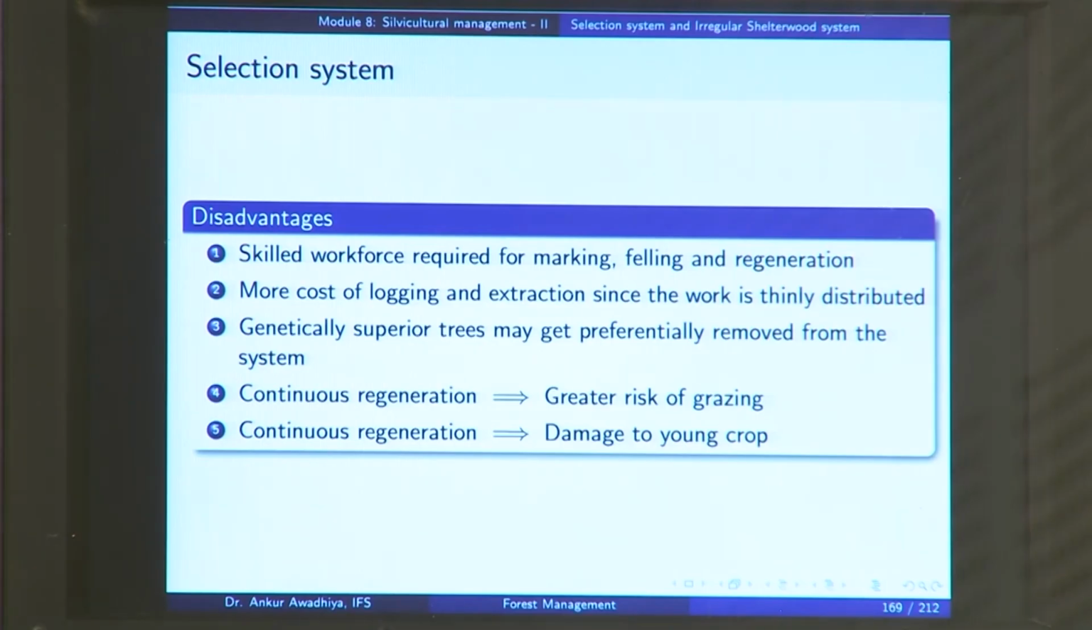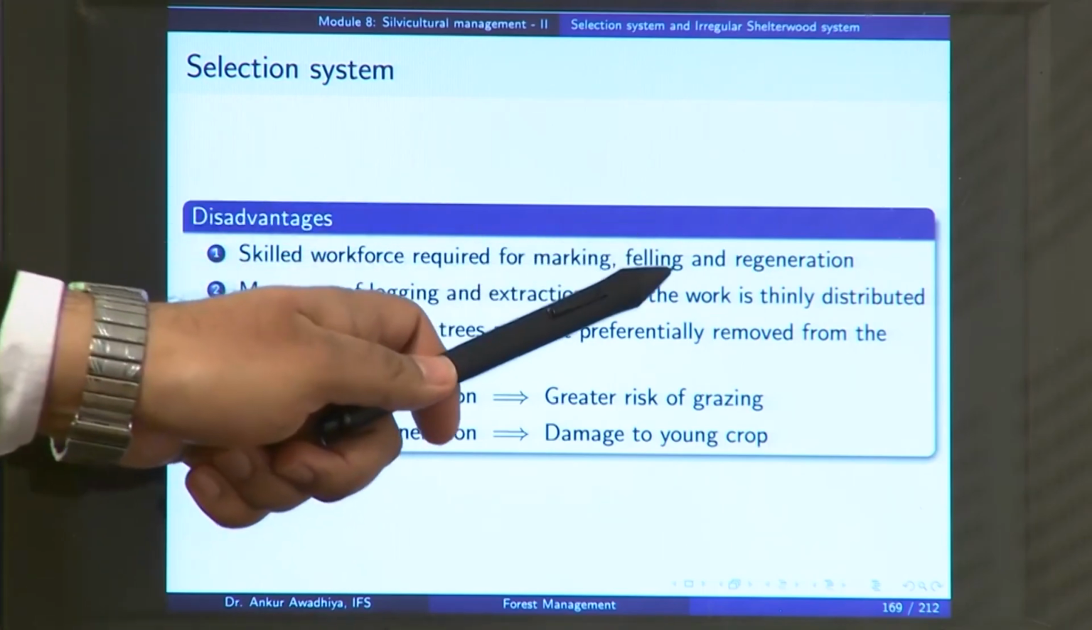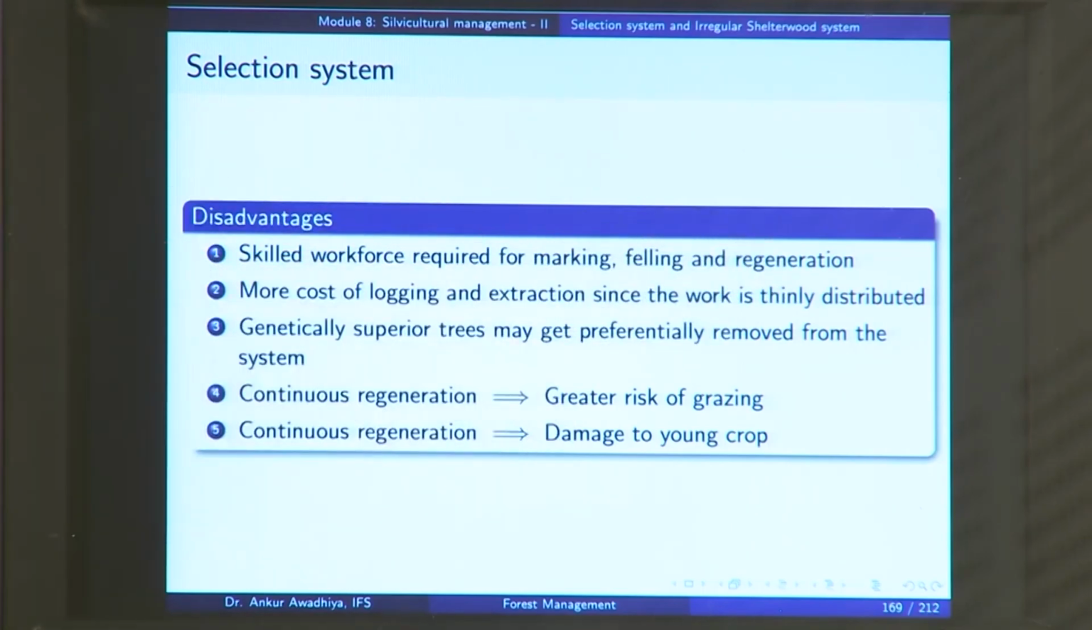You require a skilled workforce for marking, felling and regeneration operations, because your workforce needs to be trained on measurement of these trees, on the enumeration of these trees. So, they need to maintain data about at what location, what species of tree is available, what is the diameter of that tree, what is the height of that tree, what is the GPS coordinate of that tree. So, if you require such sorts of information to maintain your forest in an ideal selection state, then you will have to impart training to the workforce. So, more amount of skill is required.